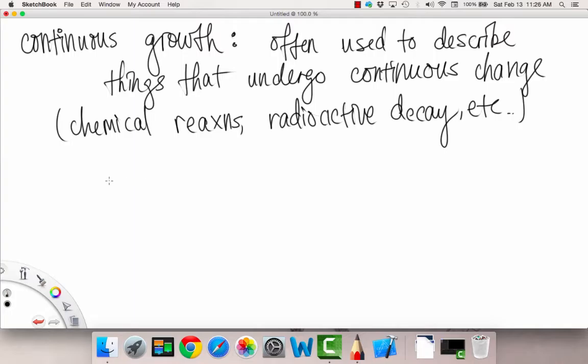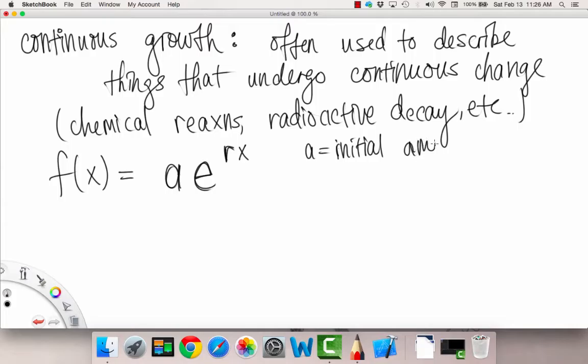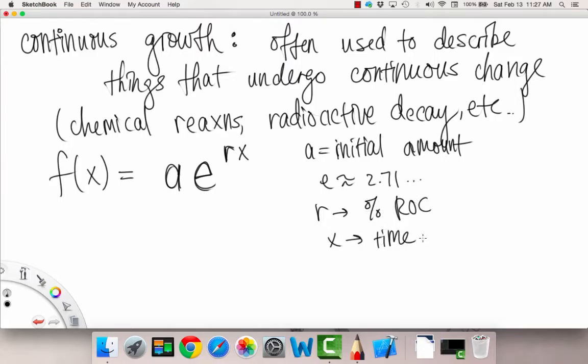Okay, so now our formula is going to look a little bit different. Here's another formula that we have to remember, and I like this one because it's pretty easy. It's A, again our initial amount, times e, our special number e, which is a constant, about 2.71, we can approximate it as that, to the r x, okay? Where A is our initial amount, e is our natural number, like 2.71 something, r is our percent rate of change annually, and x again is measured in time, time in years.